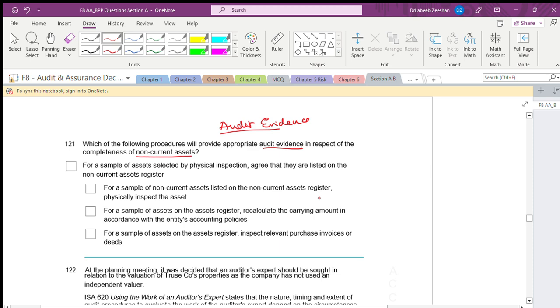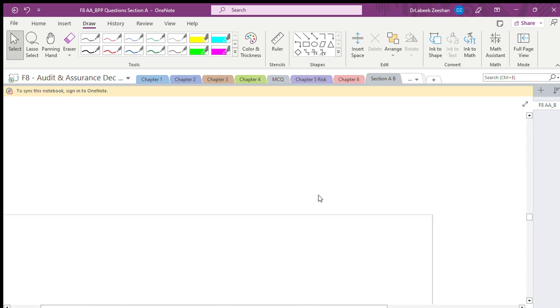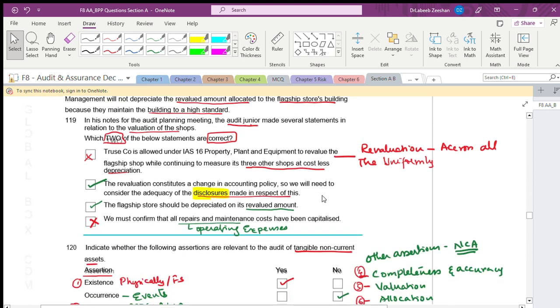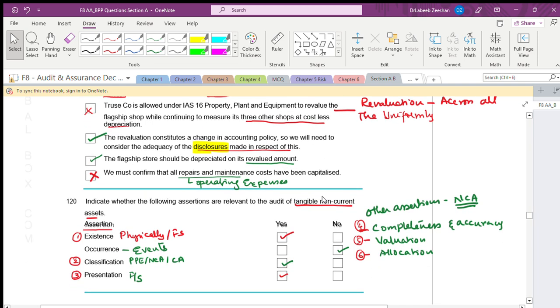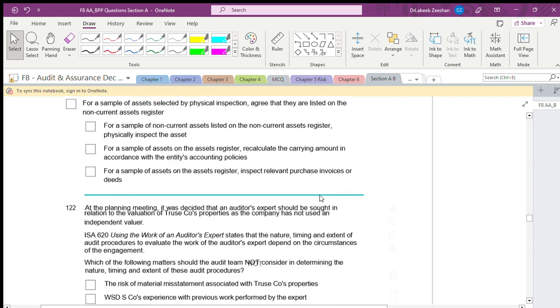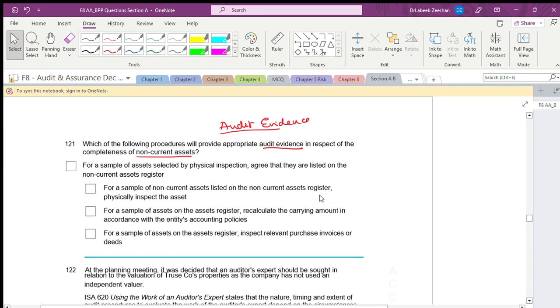In the previous case, what we have done? We have written point number 4, right? Fourth assertion, completeness of the non-current assets. Now, which of the following procedures will provide appropriate audit evidence in respect to the completeness of the non-current asset as such?